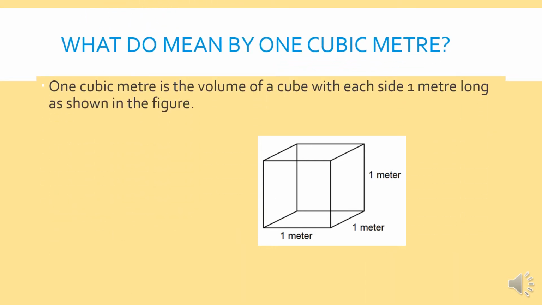1 cubic meter is the volume of a cube with each side 1 meter long, as shown in the figure. This figure is of a cube. Each side, meaning its length, breadth and height, is 1 meter. When we multiply L with B with H, where L means length, B means breadth, H means height, that is, side into side into side, we get the volume of a cube. So 1 cubic meter is the volume of a cube with each side 1 meter long. Right, children?